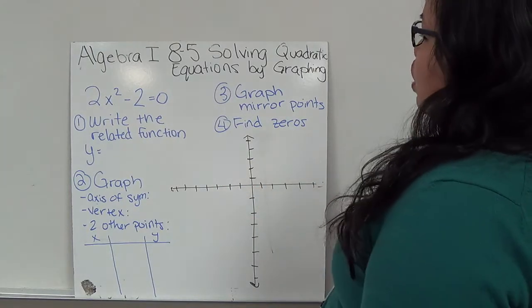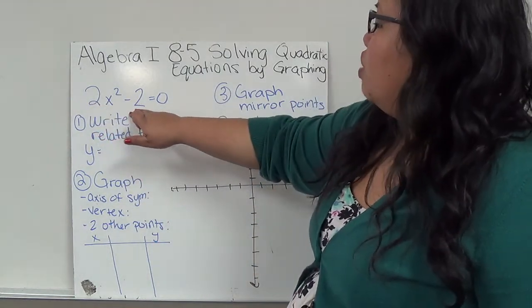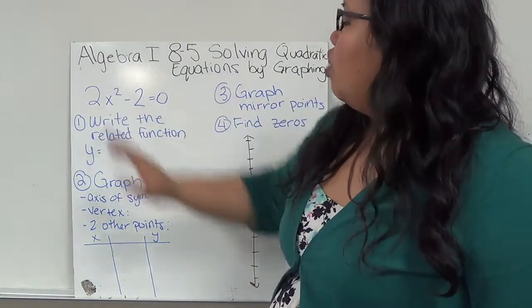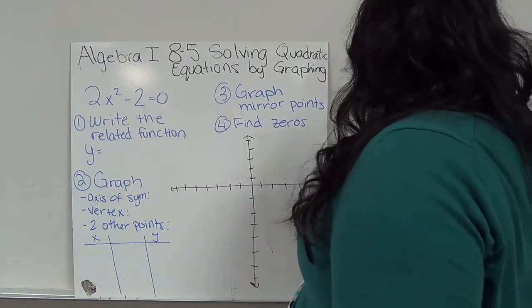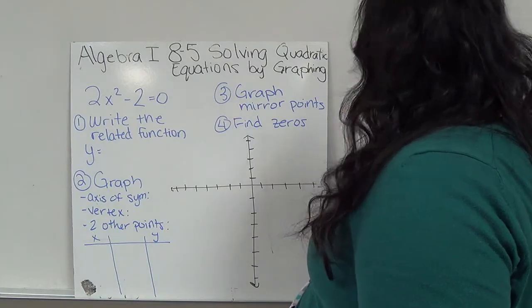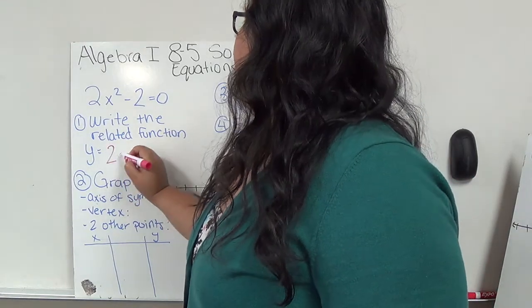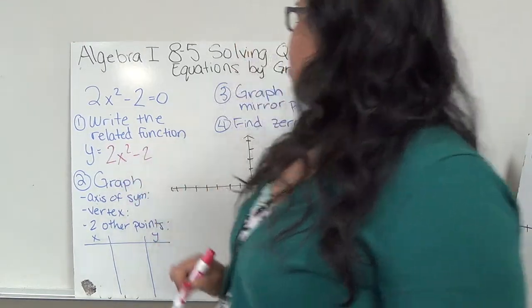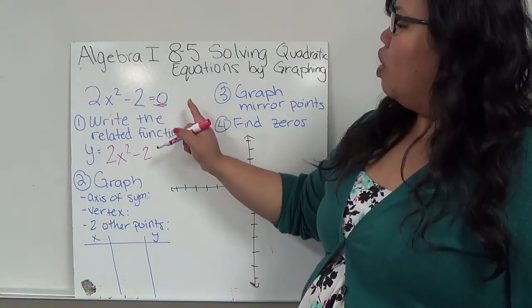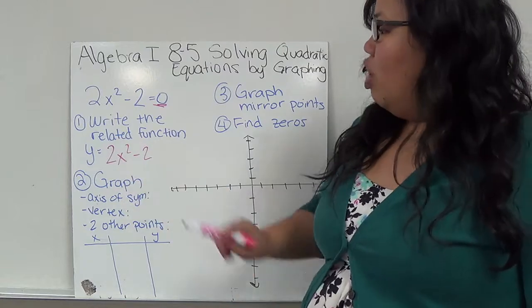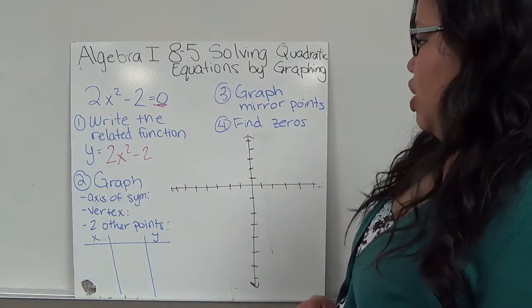And again, remember, the solution is where y equals 0, all right? So if I have 2x squared minus 2 equals 0, when I make an equation equal to 0, that means everything is on one side. I can then write the related function. The related function is 2x squared minus 2. Once it's equal to 0, I replace 0 with y, and this is called my related function. So I'm trying to graph y equals 2x squared minus 2.